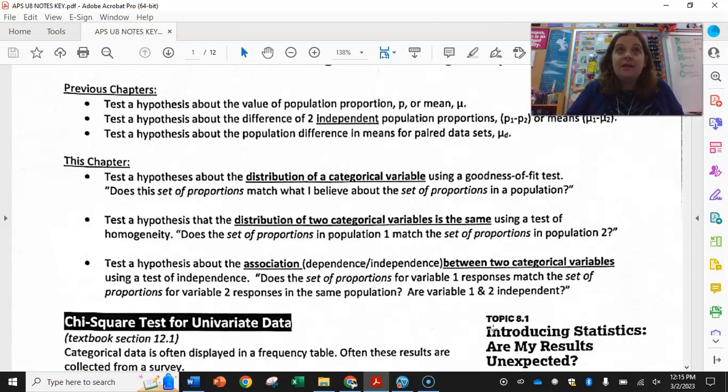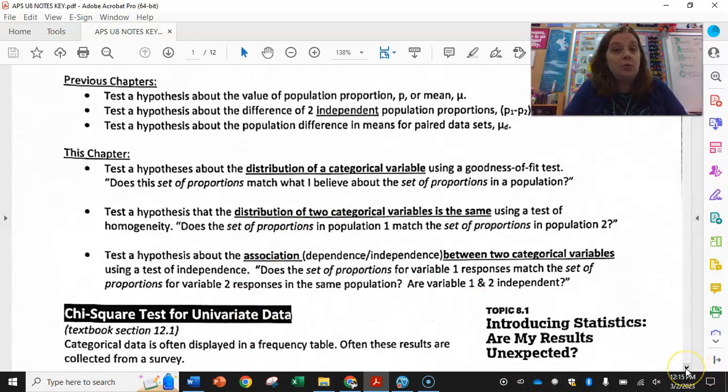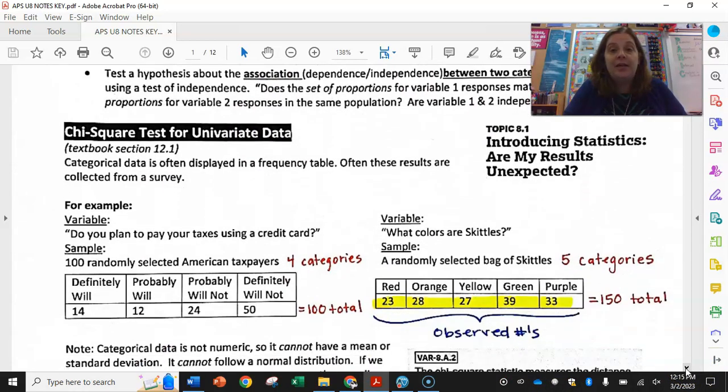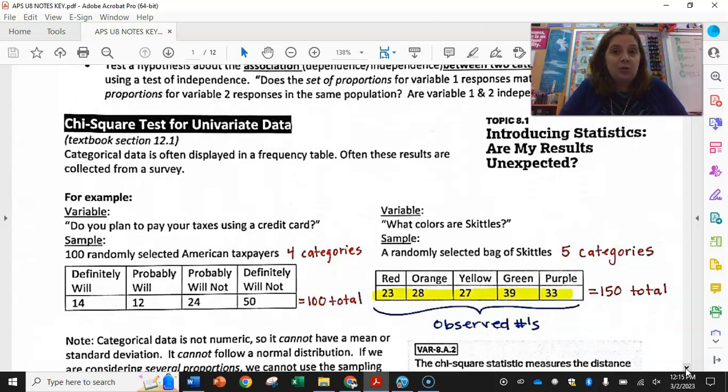Or we may talk instead about, does the set of proportions in population 1 match the set of proportions in population 2? And we also are going to talk about a topic of independence. We talked about independence before with segmented bar charts, and now we're going to formally discuss that independence. In order to do this, we're going to be using something called a chi-squared test. Now, in your textbook, this is section 12.1. In AP, it is 8.1.